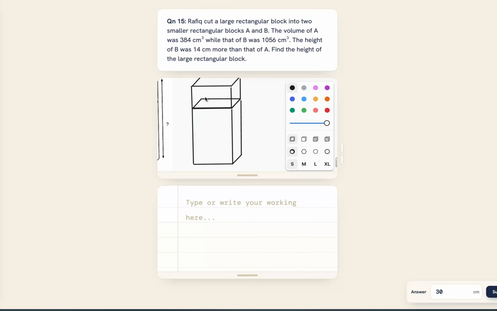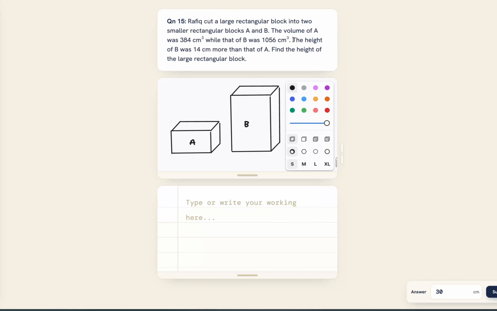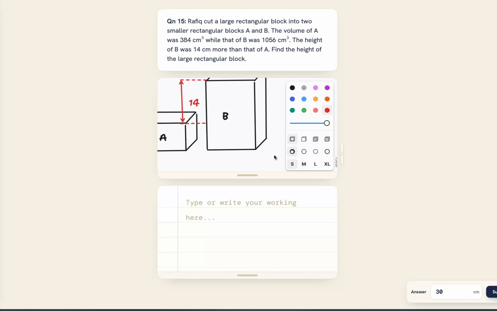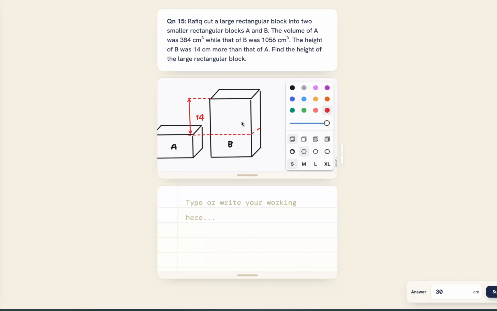So essentially, I've drawn A and B as what I see over here. If you compare the heights from the question, A is shorter, so I'm going to put A here, and this is B. The difference between the height of B and A is basically 14 centimeters. So we can get the difference in volume, which is 1056 minus 384, and this will be equal to 672 centimeter cube.